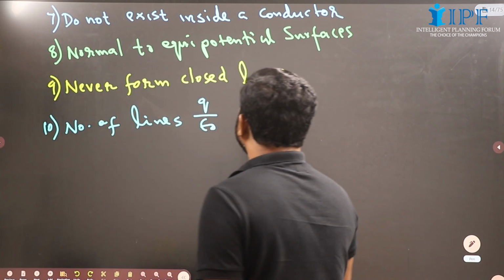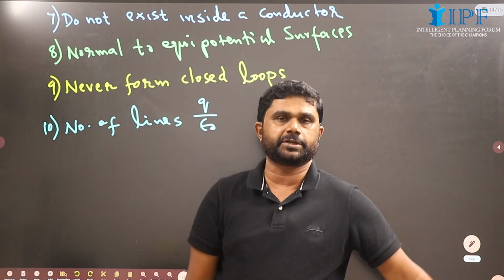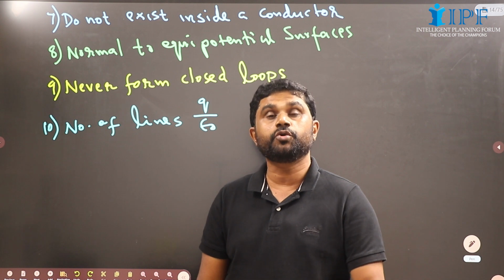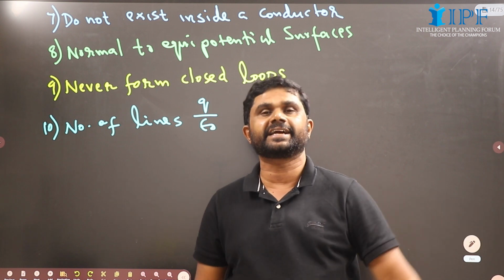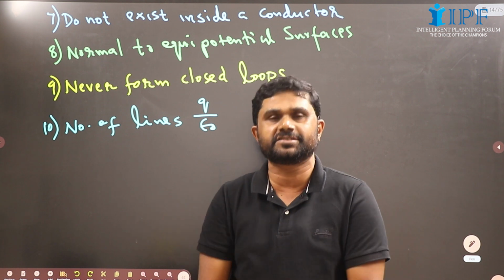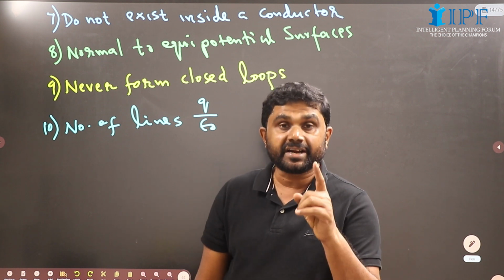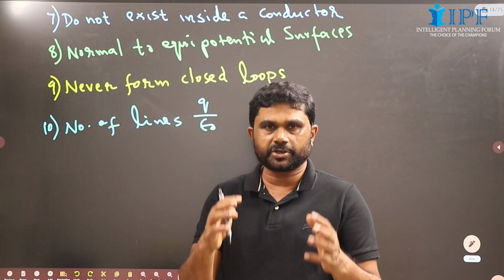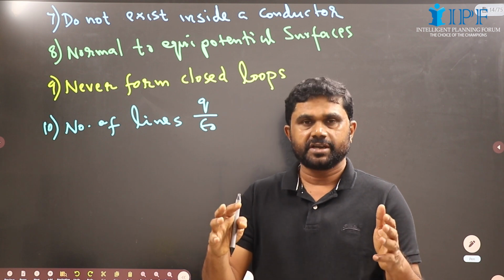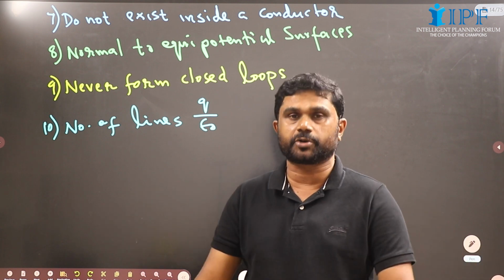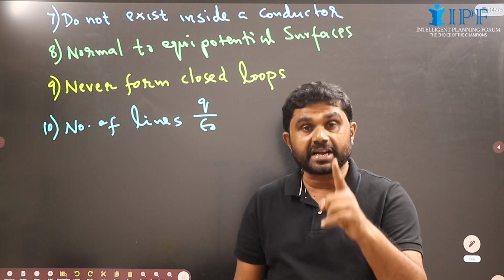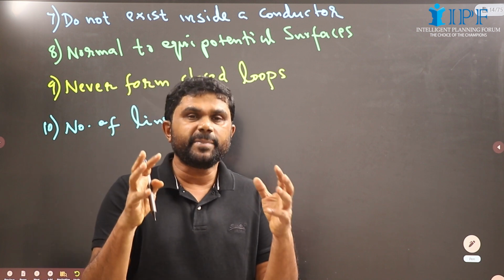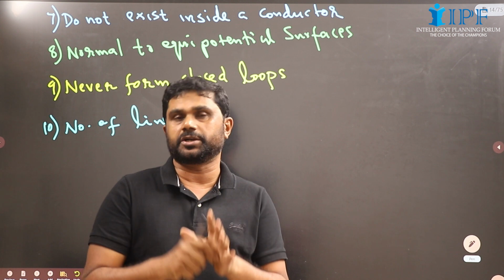Next, they do not exist inside a conductor, a super property. Inside the conductor there is no intensity of electric field, so the electric lines of force will not exist inside a conductor because the intensity of electric field inside is zero. And also, the electric lines of force are always normal to equipotential surfaces. Equipotential surface means a surface everywhere on which the electric potential will be the same. Surface of a conductor is an equipotential surface. So the electric lines of force can meet the surface of a conductor only normal to it.